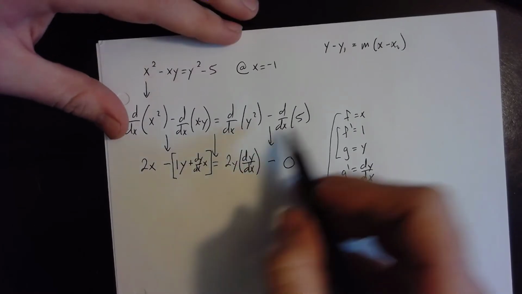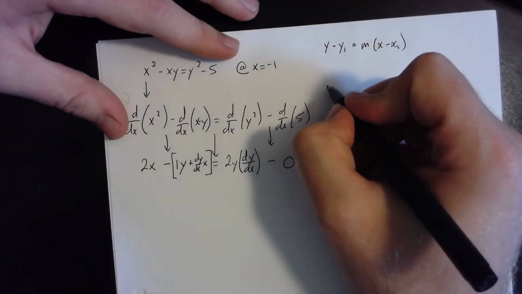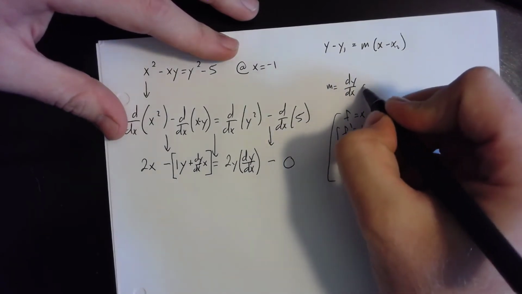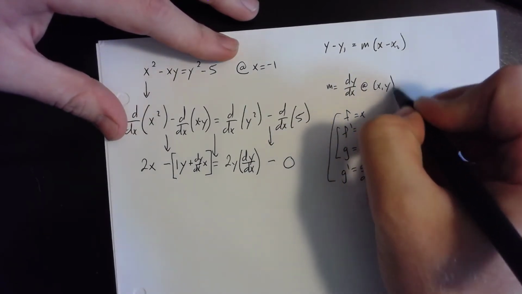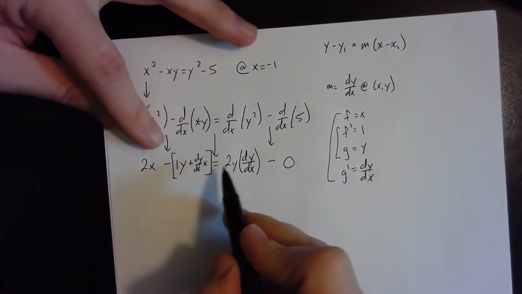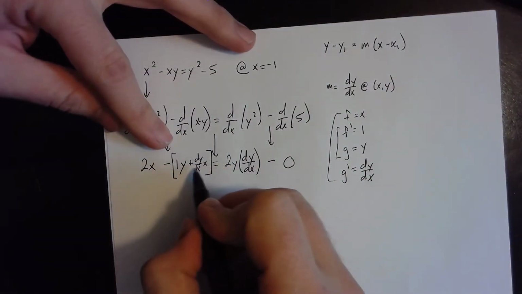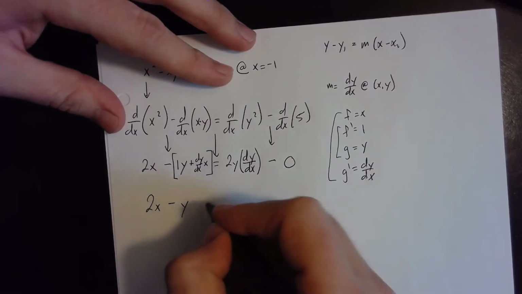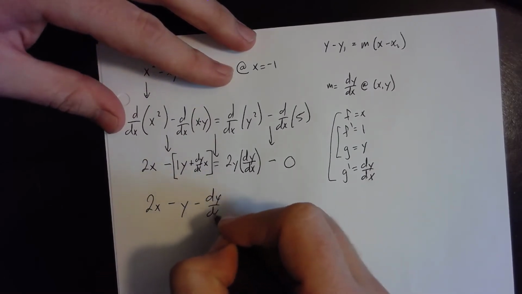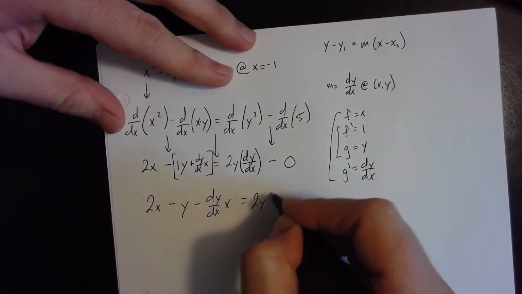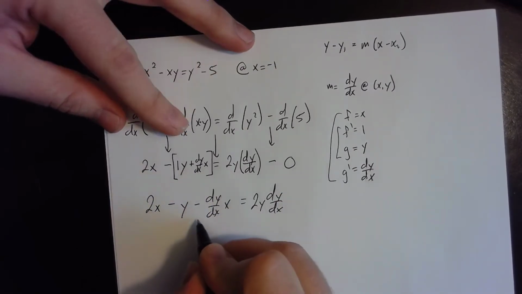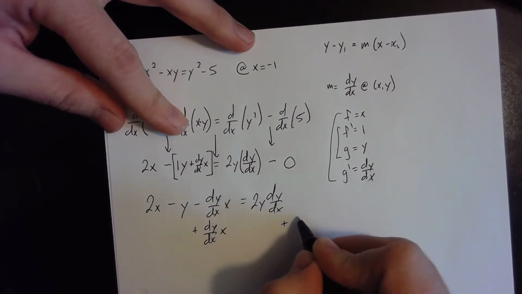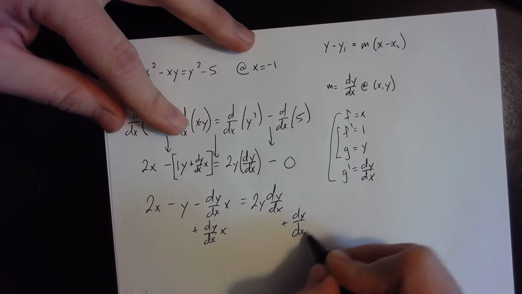Again, I need to find out what m is, and m, remember, is always going to generally end up being dy dx at a given point, at x comma y. So I need to figure out what dy dx is. So I'm going to get all my dy dx's to one side and simplify. This is going to give me 2x minus y minus dy dx times x equals 2y dy dx. I will add this term over because that will simplify all the steps. It will also be the most efficient way to do this problem.